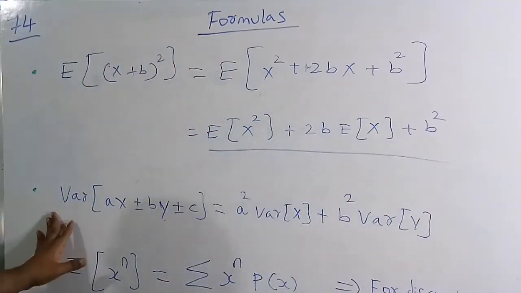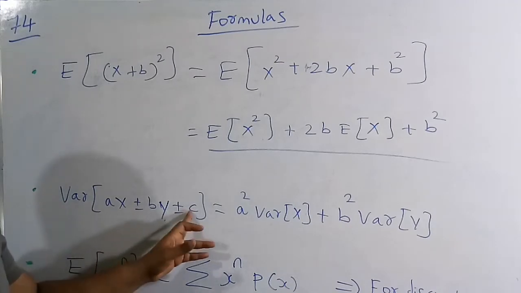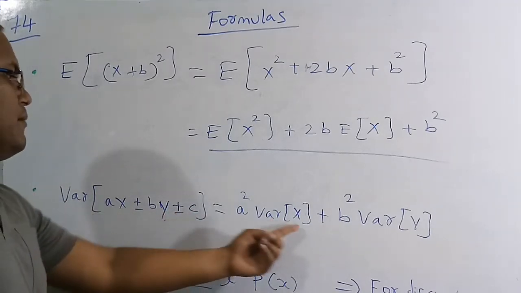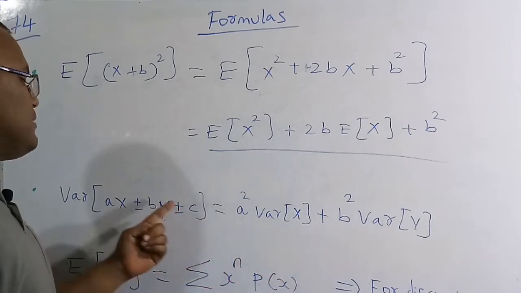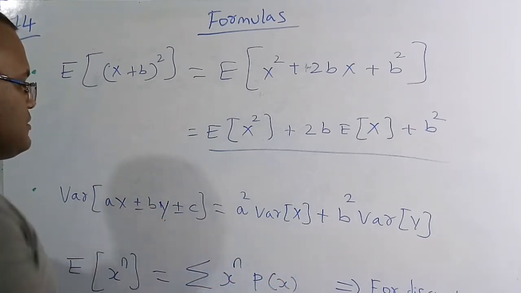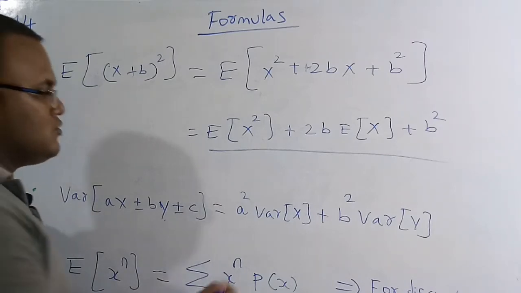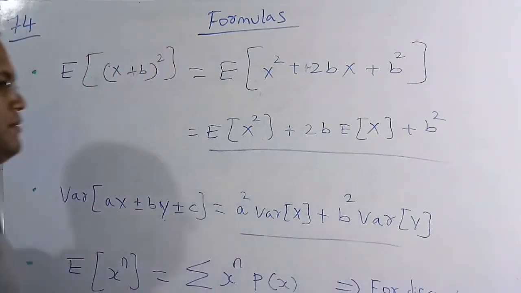Now the variance of ax plus or minus by plus or minus c is equal to a square into variance of x plus, always there will be a plus sign, b square into variance of y. But c is a constant, there is no random variable, so we are going to neglect it. So this is the formula that you always have to remember.